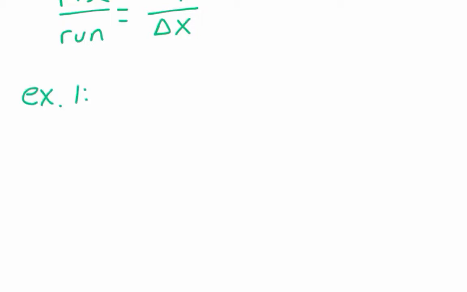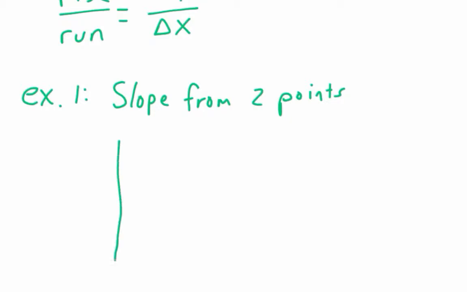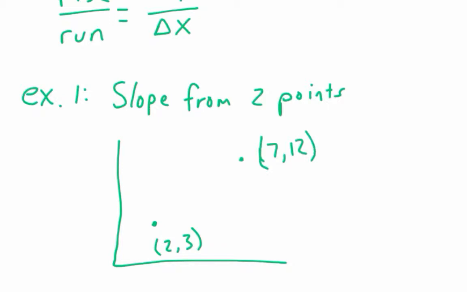So example 1, slope from 2 points. I'm going to try to derive the equation from what we've been doing before. So I'm going to make a graph. If I have my first point somewhere here, I'm going to call it the point (2, 3). Then if I go over to the right, I have a point over there, and I'm going to write (7, 12). That's my other one. So I have these 2 points, (2, 3) and (7, 12).